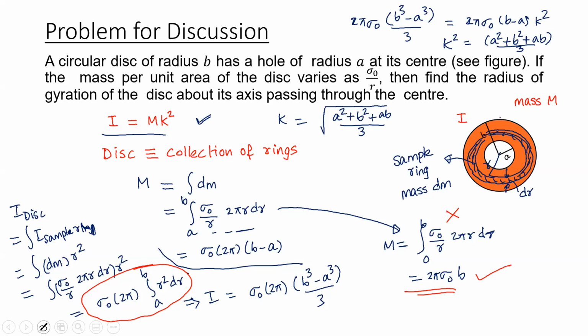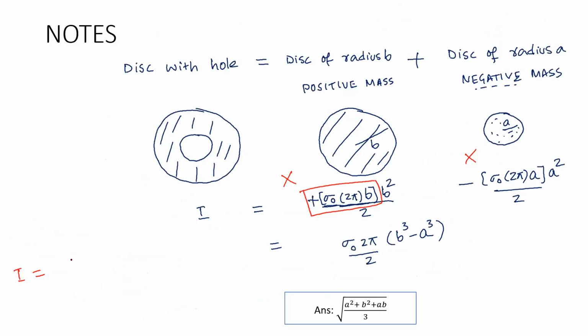0 to B. So I will get sigma naught 2 pi B cube by 3. So here I will get 2 pi sigma naught B cube by 3 for this one. And then for the other negative mass, I'll get minus 2 pi sigma naught A cube by 3. So in this problem, even if you know this trick, there is a high chance that the answer selected will be wrong.